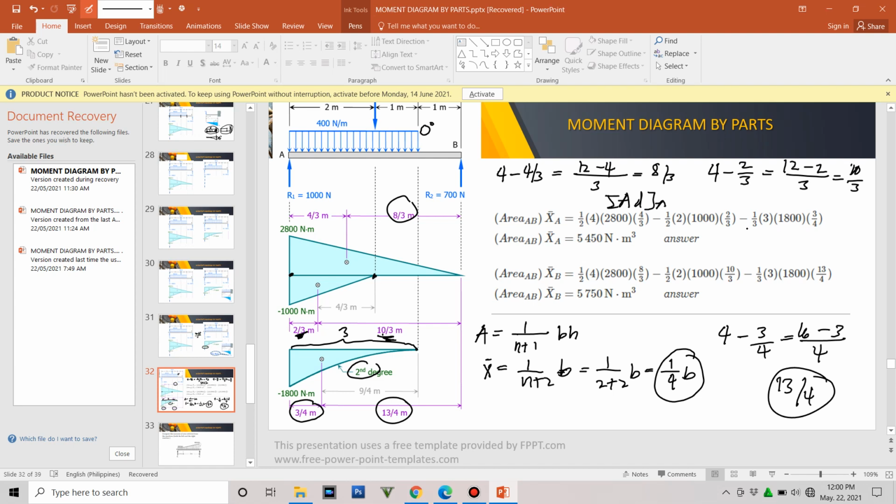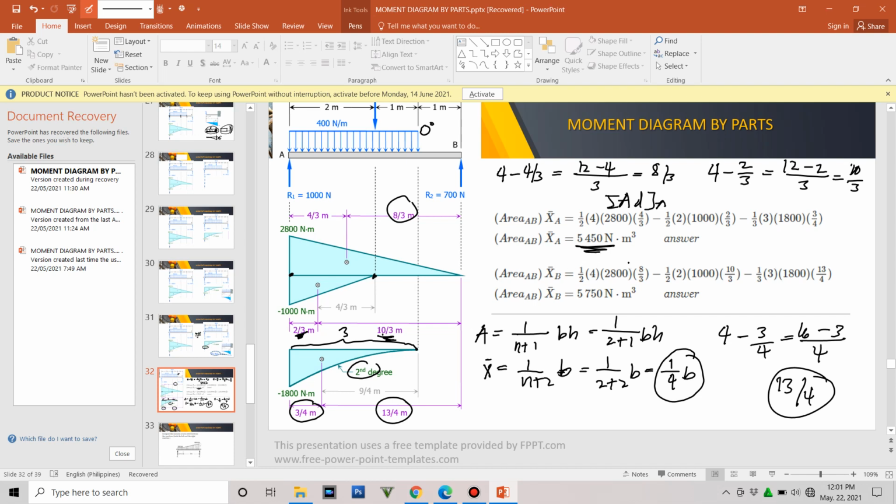And then yung spandrel mo, paano naging 1/3? Ito. So, kasi nga, second degree yan, 1 all over 2 plus 1, base times height. Okay, so 1/3 of base times height. So, negative 1/3 of base 3 and the height of 1/8 times 3/4 yung distance niya from A. So, yan na. Ito na yung answer. So, 5,450 Newton per cubic meter.